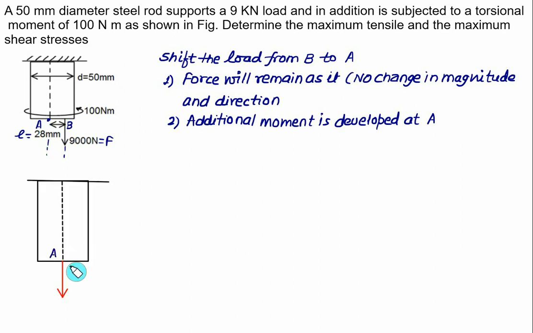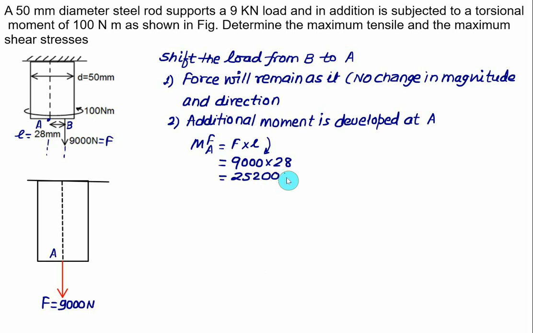As shown in the figure, the force is shifted from B to A with the same magnitude F equal to 9000 Newton. But an additional moment is developed about point A, which we can calculate as the moment of F about point A. We have force F multiplied by perpendicular distance L, and this moment is clockwise. So it is 9000 multiplied by distance equal to 28, which will be 252,000 Newton mm.